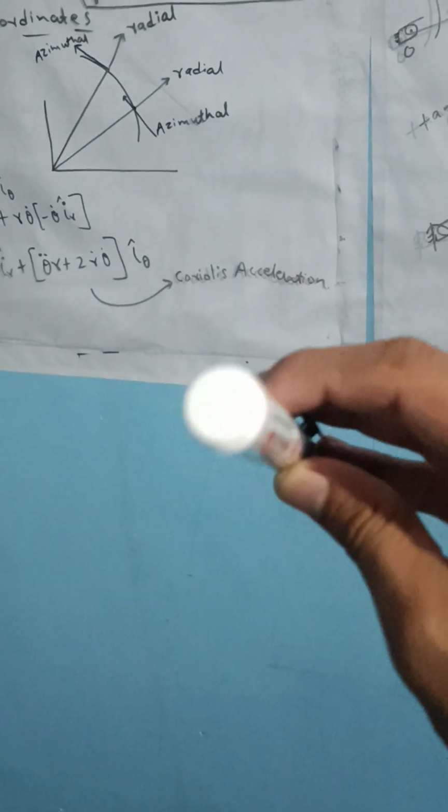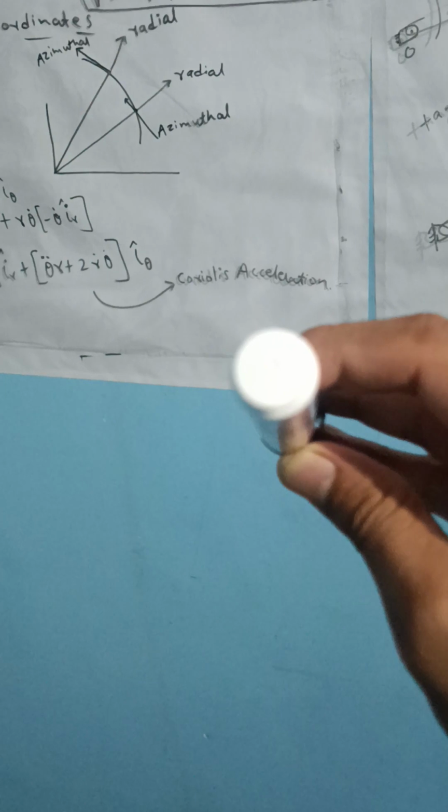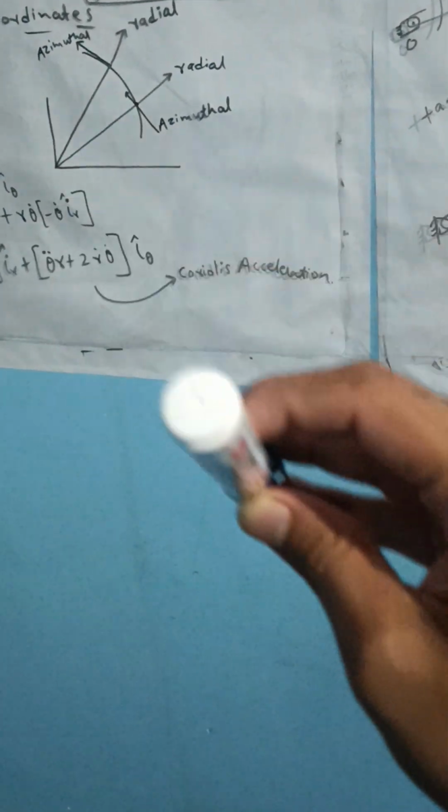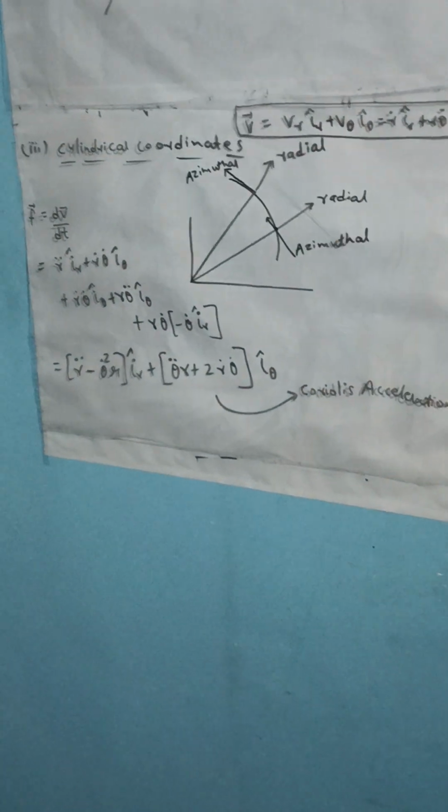So in the cross-sectional view, r and theta we can realize, and this one is the z direction. So r is the radial direction, and theta direction is called the azimuthal direction.